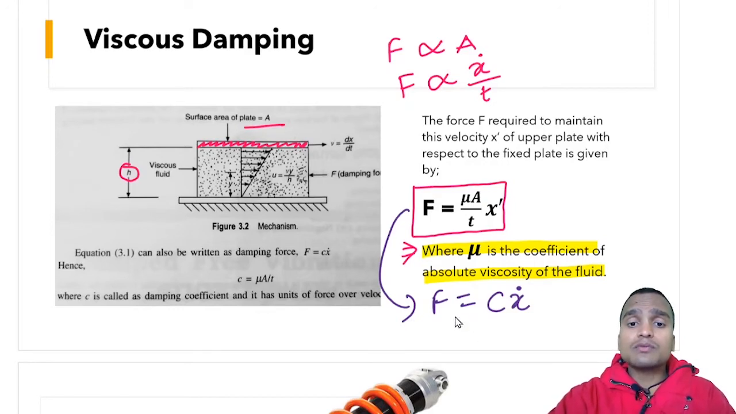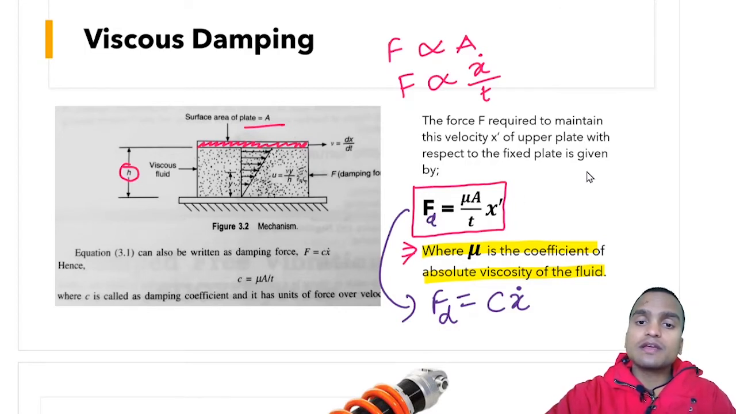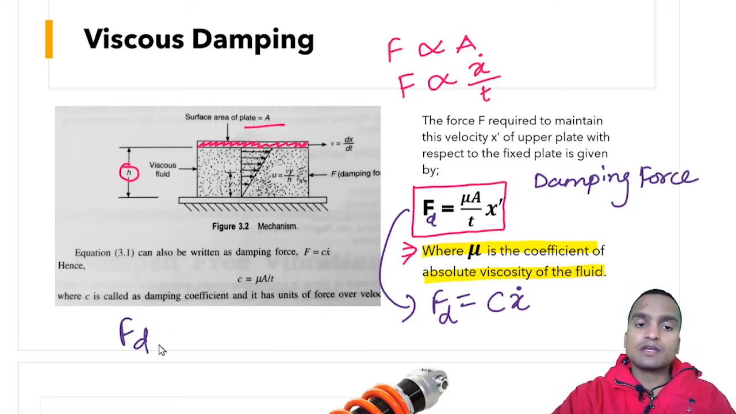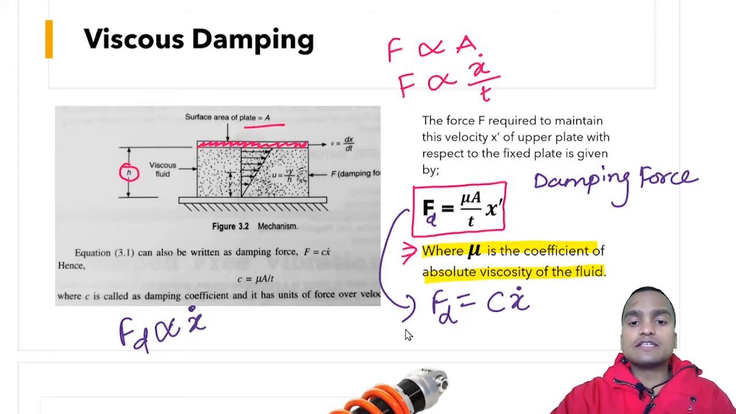Now this is damping force. F is what? Damping force. So I represent F as Fd. Fd is the damping force, and damping force is proportional to the velocity. We can say that damping force is proportional to velocity, and it is equal to c times velocity, where c is equal to mu A by t.